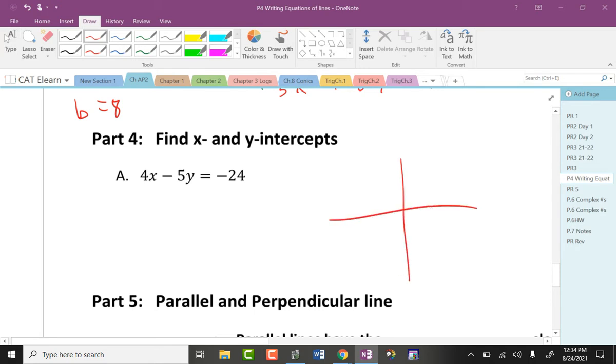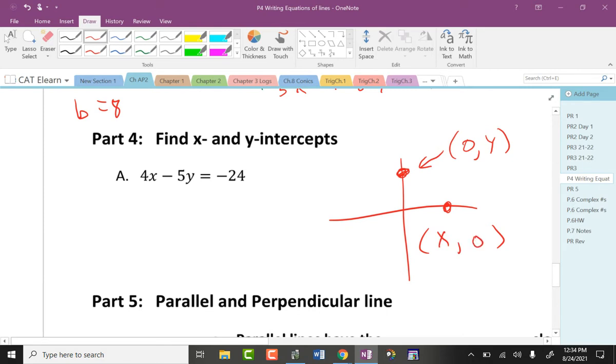When I look at a coordinate plane, what do you know about the x coordinate? What does the x coordinate have to be for that point to be right there? Tell me. It has to be 0. So 0, comma, whatever the y coordinate is. And then what do you know about this coordinate? Who has to be 0? The y coordinate. So this is some x, comma, 0 for y.